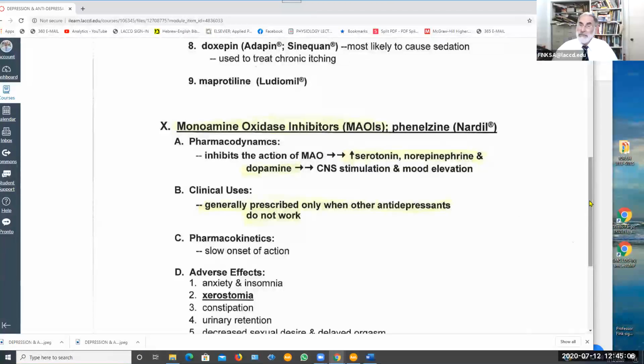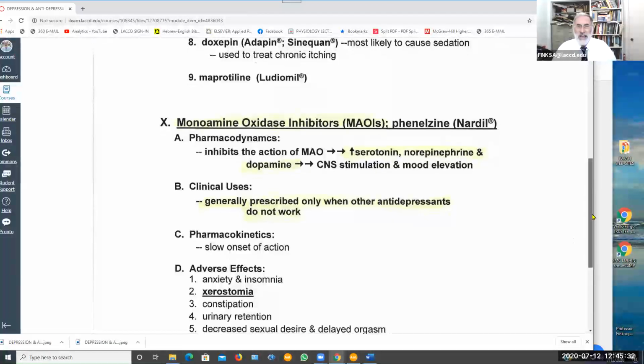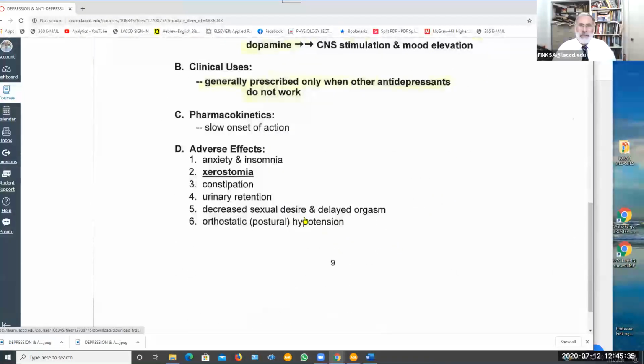Now, again, the difference between one class and another class that may both raise the same neurotransmitter levels is the exact mechanism of action. And sometimes they just find that a drug that works through a different mechanism of action is more effective than another drug that raises the same neurotransmitter levels but works through a different mechanism. Notice again the MAO inhibitors cause xerostomia or dry mouth.